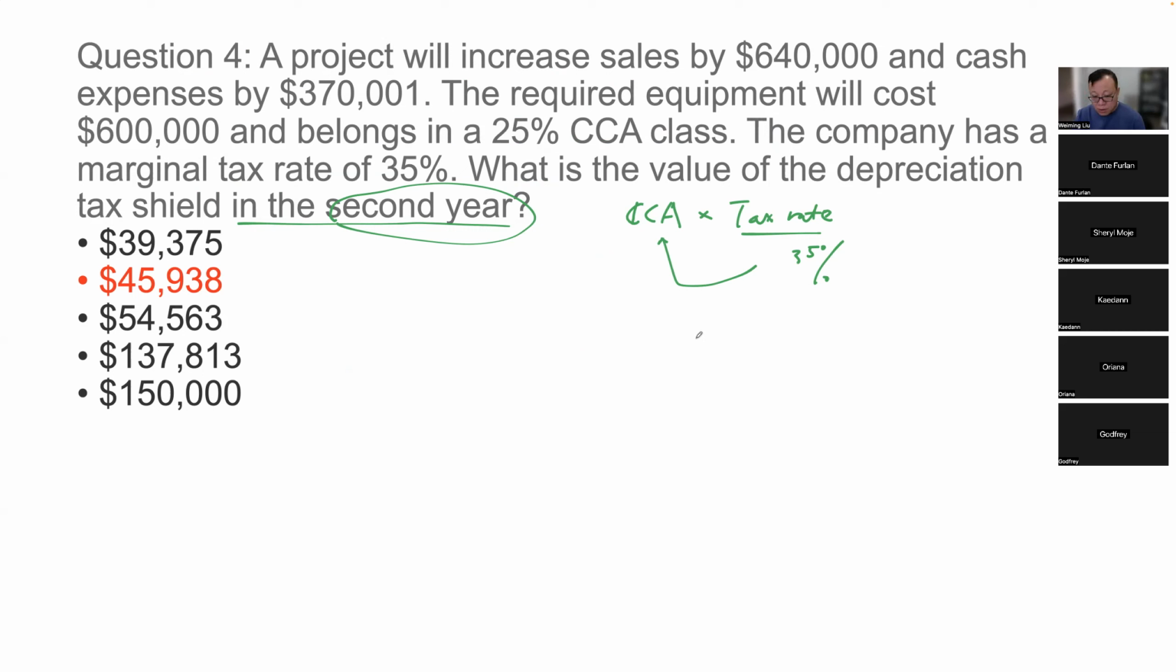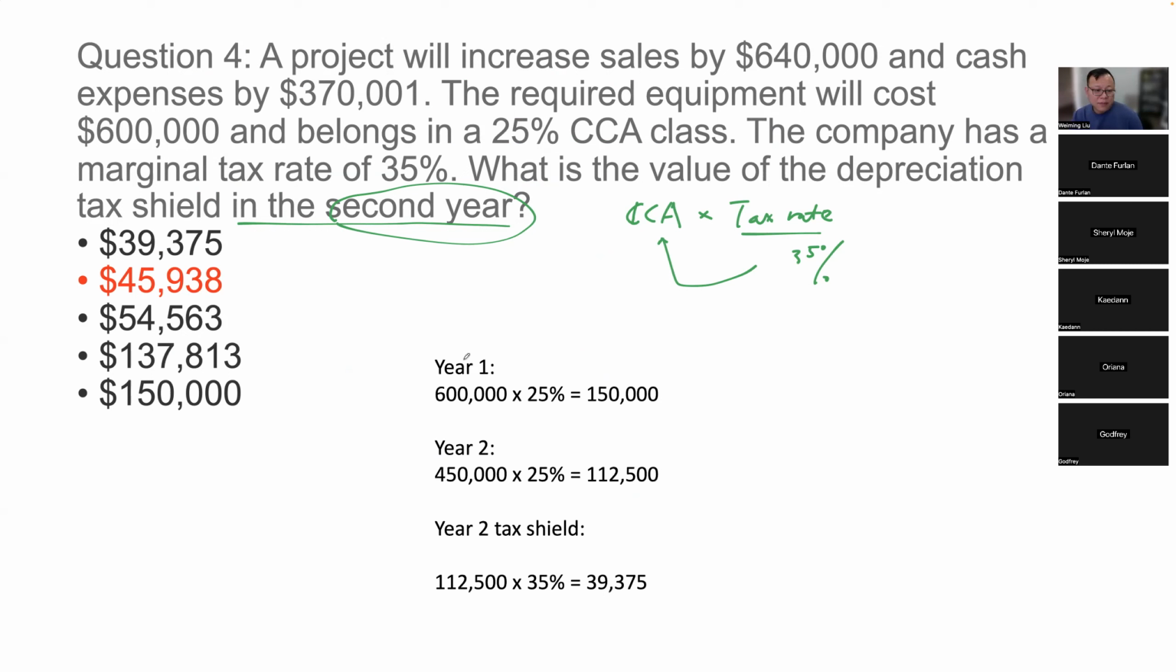So let's take a look. Year one, your base, this is your cost. This equipment cost you 600,000, so that's year one, 600,000. The CCA rate depends on which asset class it belongs to. The question is pretty clear that the asset class has a 25% rate. So times 25%, that's a quarter, so it's going to be 150,000.